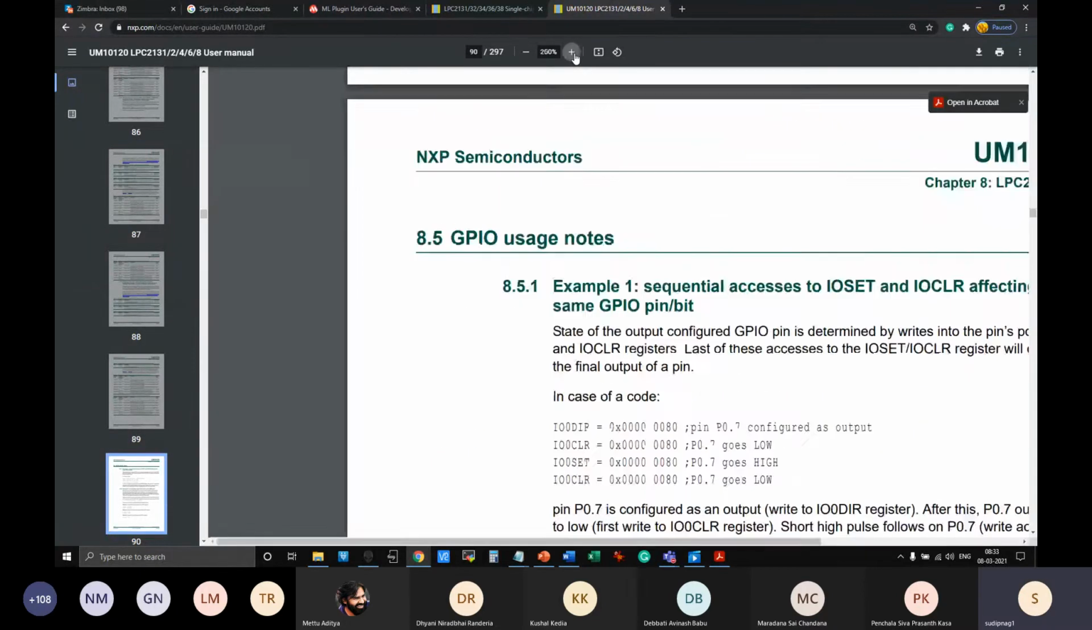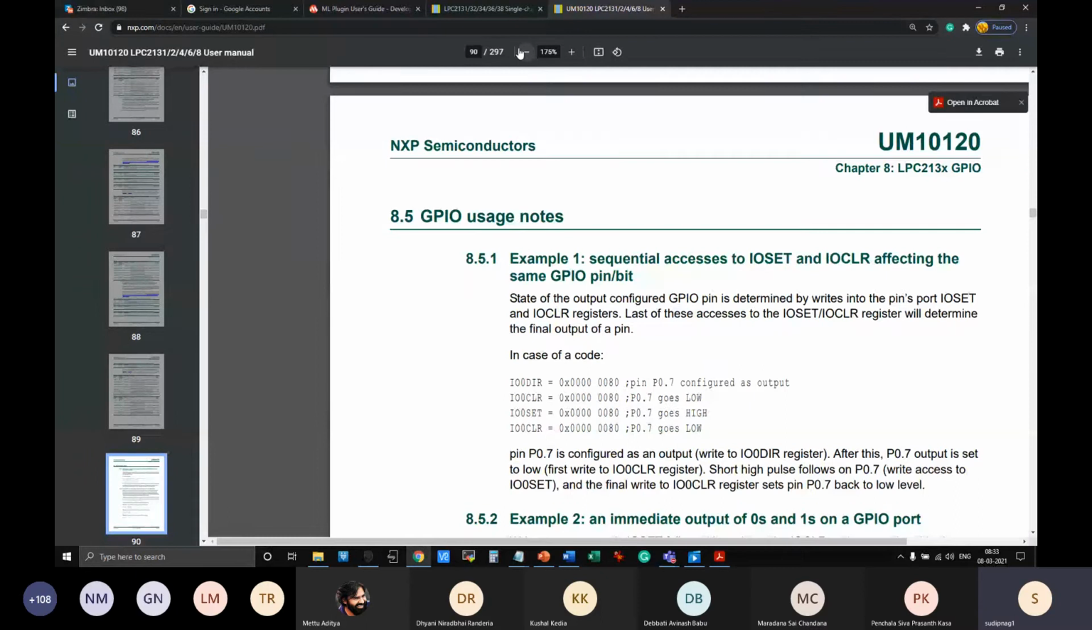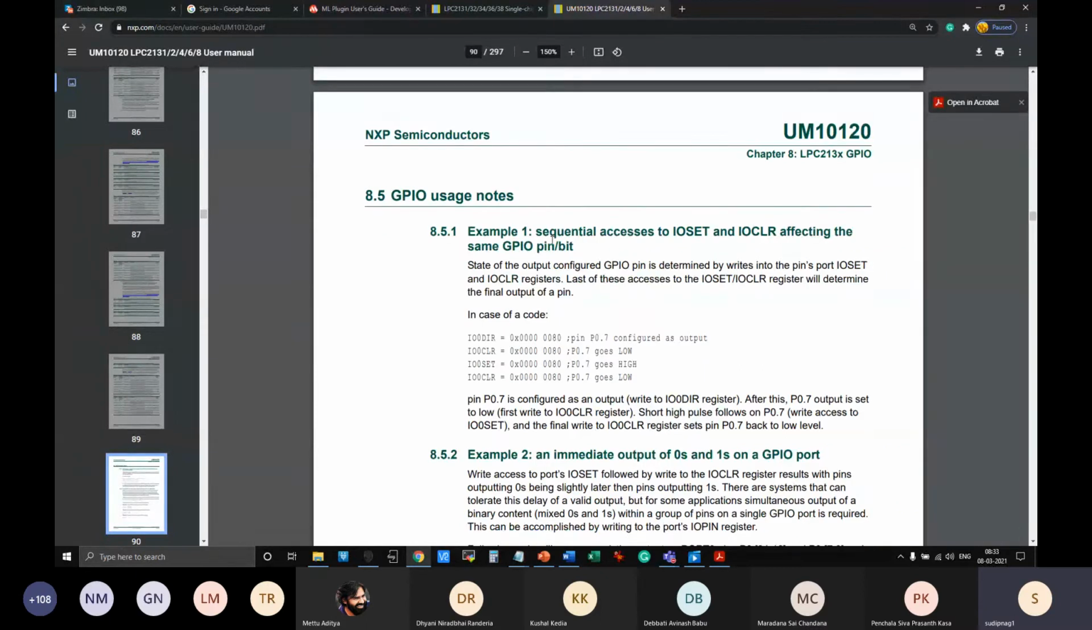You can have an example over here. That's the beauty of this kind of user manual, where sometimes they give you the exact example of how to use it. You can simply copy these statements into your C code or assembly code. Suppose I want to configure the value for port 0.7. Then they set IO direction, or P0 DIR. You can write either IO0 DIR or P0 DIR equal to this particular value.